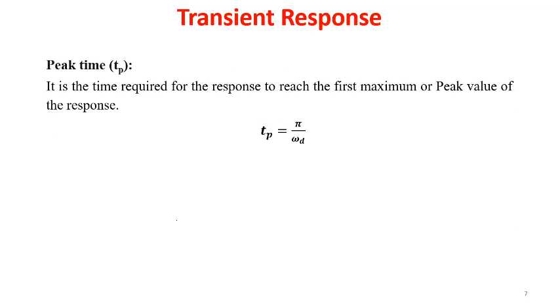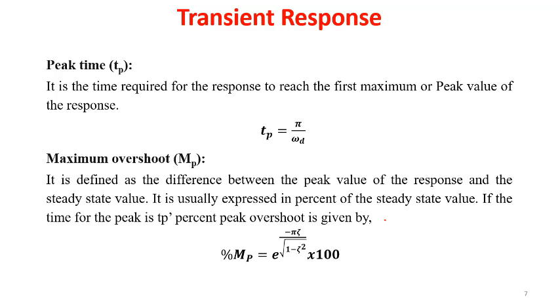Here, the peak time Tp is equal to pi divided by omega d. Maximum overshoot Mp is measured in percentage, hence Mp is equal to e to the power minus pi zeta by root of 1 minus zeta square, into 100. Students may make mistakes here with the exponential power. So it is minus pi zeta by root of 1 minus zeta square, into 100. Remember to multiply by 100 to get it in terms of percentage.